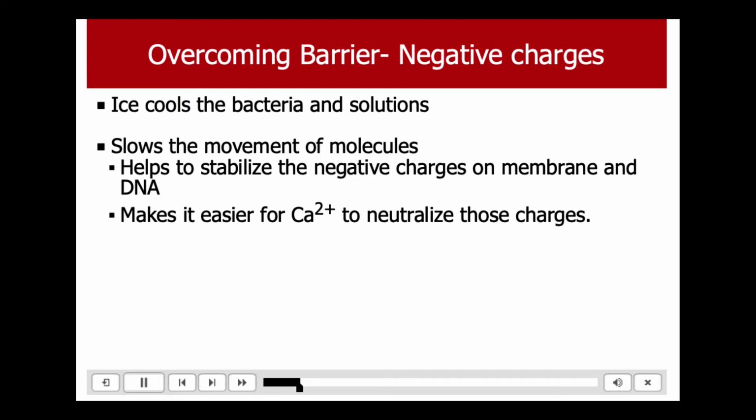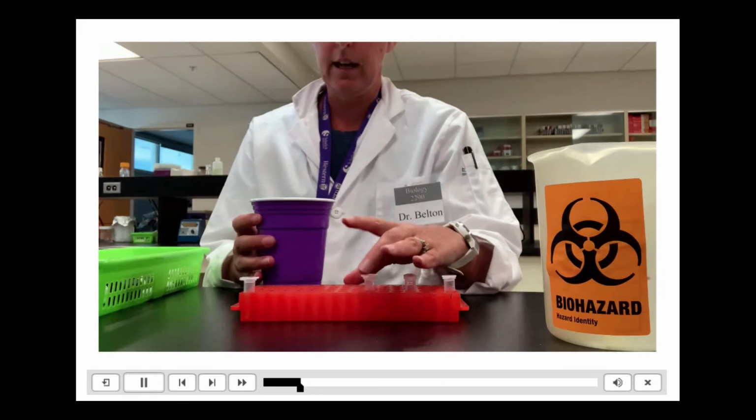Keeping your bacteria on ice at all times when not in a water bath is another way we overcome the barriers to transformation. The ice cools the bacteria and the solution. As we know from physics, the cooling down of objects slows the movements of the molecules. This helps to stabilize the negative charges on the membrane and the DNA, which makes it easier for the positively charged calcium ions to neutralize those negative charges. They'll be always in this ice bucket.